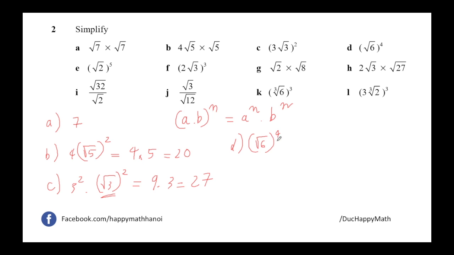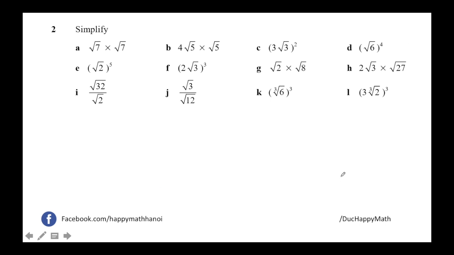The square root of 6 to the power of 4 means the square root of 6 outside, 4 times, and this is 6. 6 times 6 is 36. Question E. The square root of 2 to the power of 5 means the square root of 2 to the power of 4 times 5. This will be equal to 4 times 5, equal to 20.